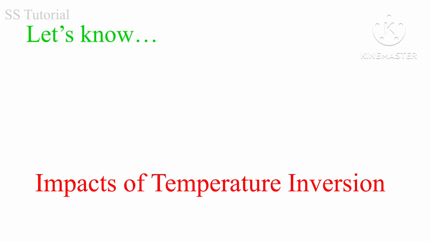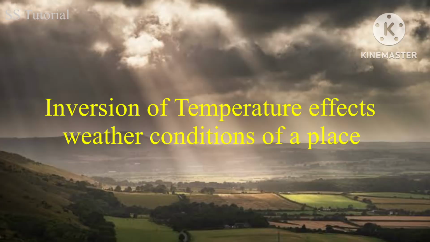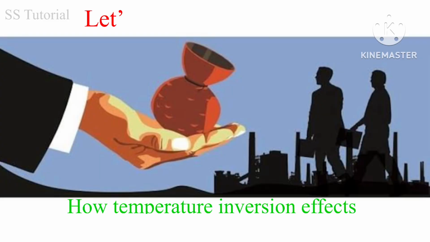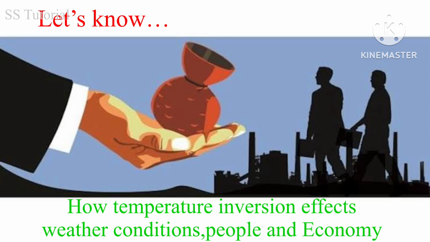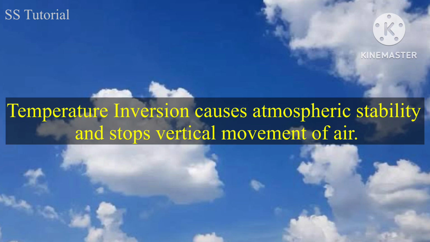Let's know the impacts of inversion of temperature. Though inversion of temperature is a local and short-duration condition, yet it affects weather conditions of a place. Let's know how inversion of temperature affects weather conditions as well as people and economy of that place. Due to temperature inversion, dust particles and smoke remain hanging in the air and create pollution. Inversion of temperature causes stability of the atmosphere, as there is no transfer and mixing of heat, which stops the vertical movement of air.